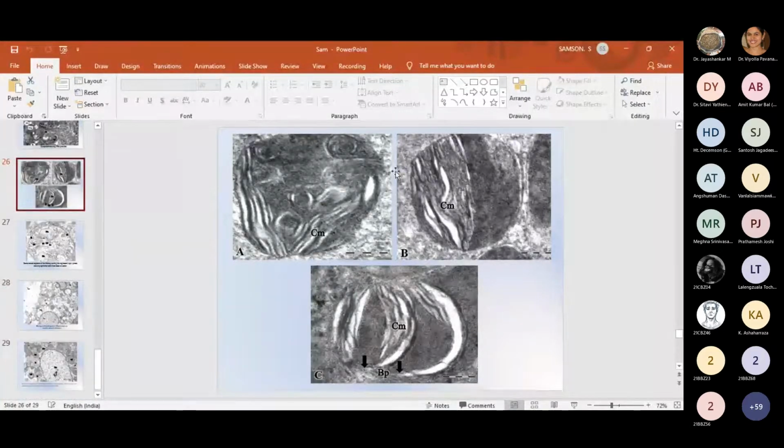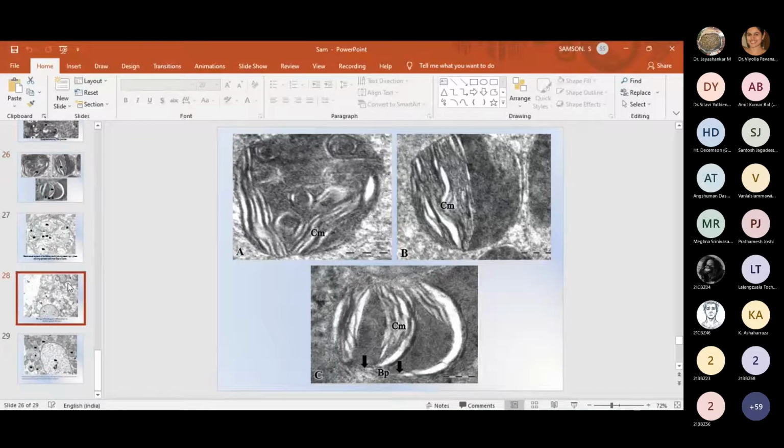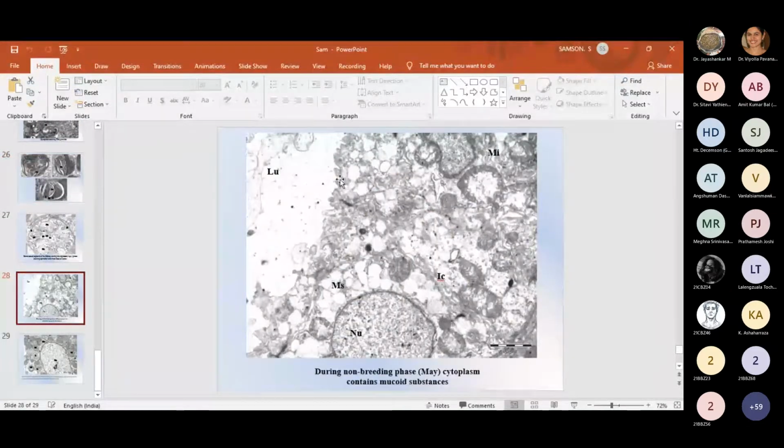Now, these are all the events happening in the breeding phase, and as the non-breeding phase occurs, the whole drama changes. Now, the cell reverts back to its earlier condition. You can see fewer mitochondria, and you don't even find a single sexual granule here. The cell is completely filled with mucoid substances.